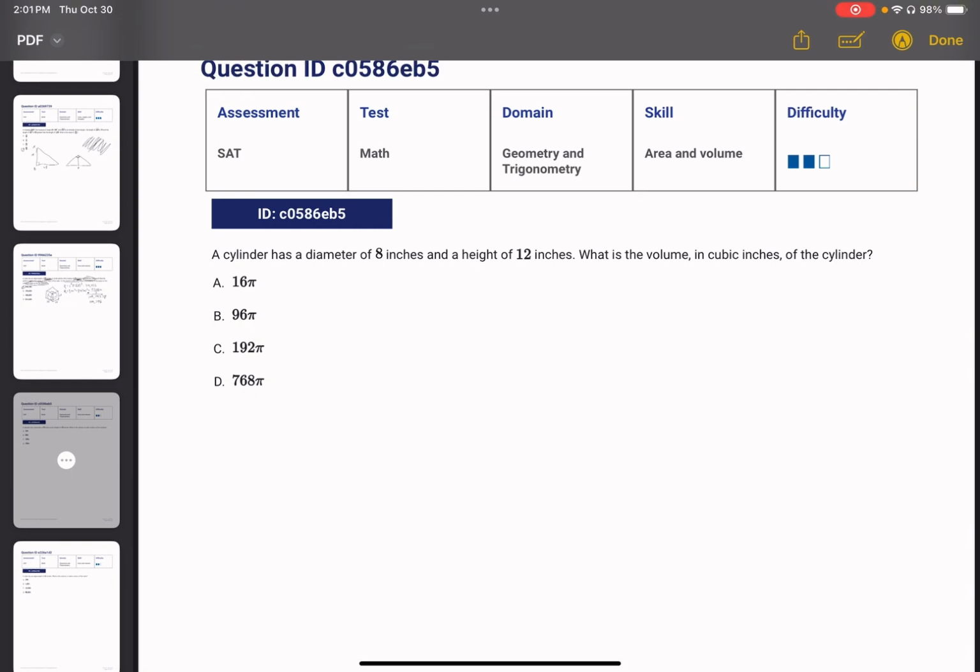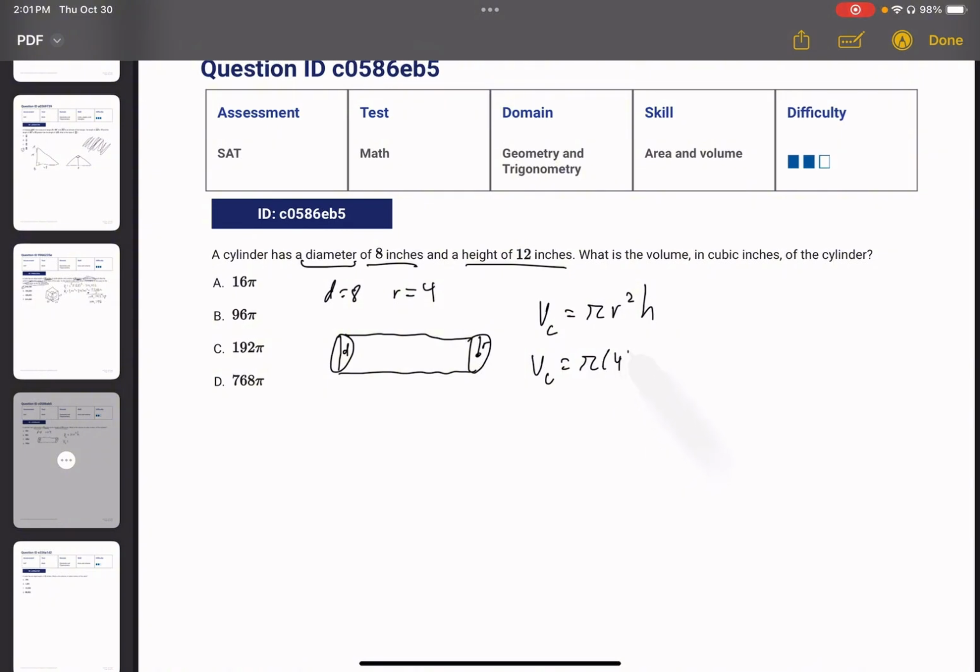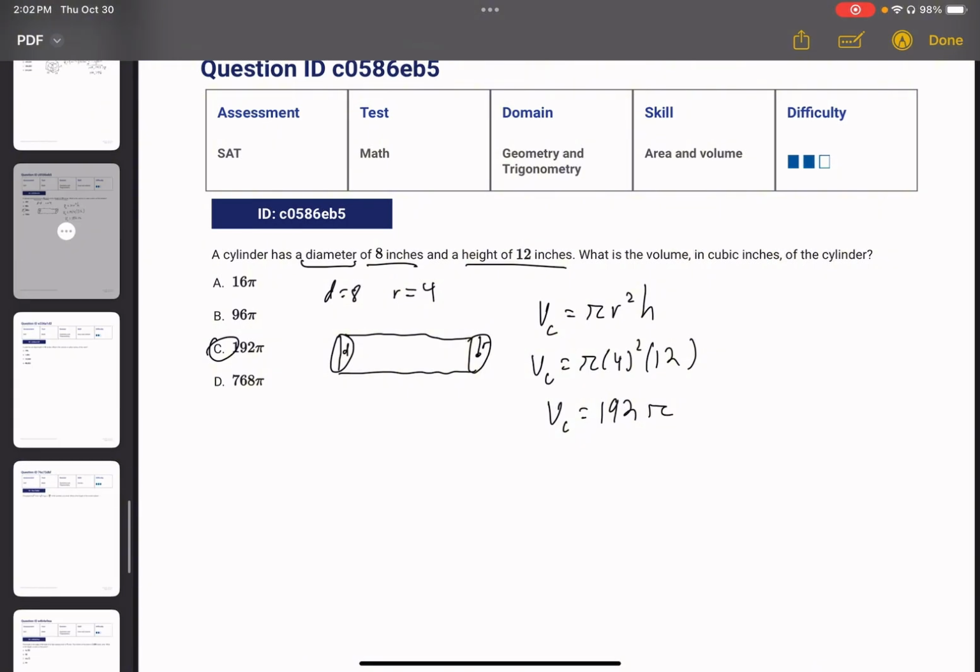Looking at this next problem, a cylinder has a diameter of 8 inches and a height of 12 inches. What is the volume in cubic inches of the cylinder? Diameter is 8, so the radius is 4. I'm going to draw a quick visual. This is the diameter, and this would be the radius. The volume of a cylinder is equal to pi r squared times h. So we would have pi times 4 squared times the height. Plugging this into our calculator, we get 192 pi, which is option C.